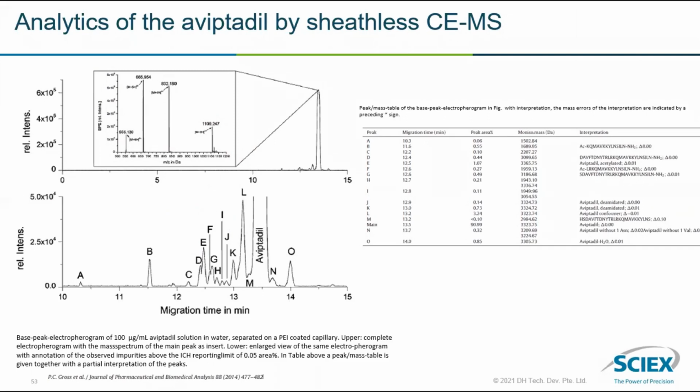In addition to the main peak of this peptide, we were also able to separate 15 impurities, which you can see in the table on the right-hand side. These are the different peptide impurities present in the sample, and we were able to achieve the separation of these small impurities by using the CESI-MS technology.